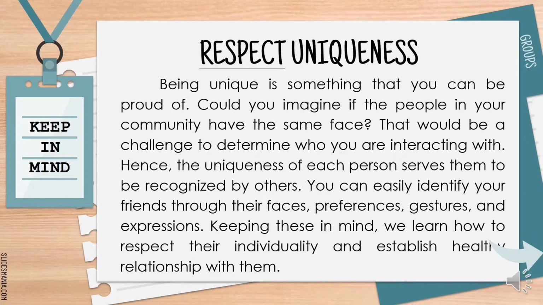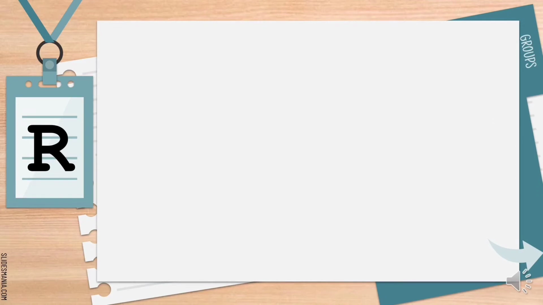You can easily identify your friends through their faces, preferences, gestures, and expression. Keeping this in mind, we learn how to respect their individuality and establish a healthy relationship with them. So here are some practical and effective ways on how to show respect for others' uniqueness. First, we have letter R.